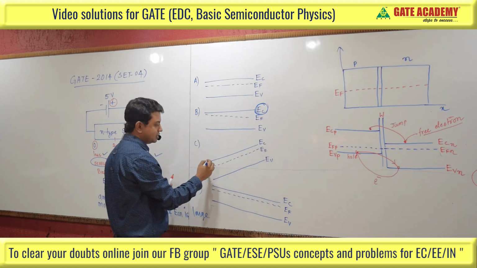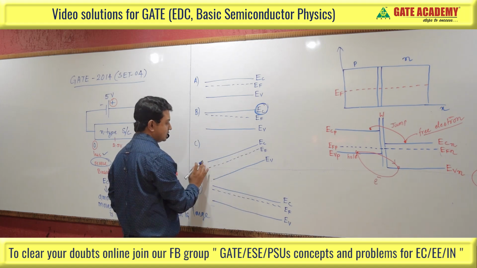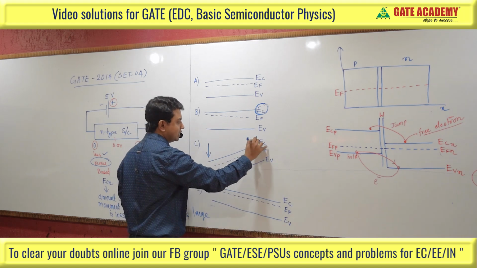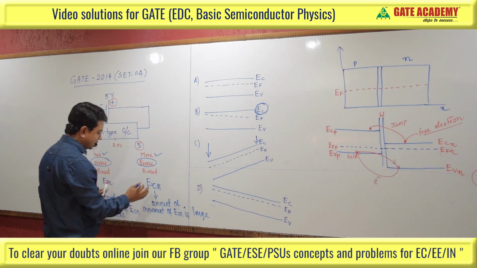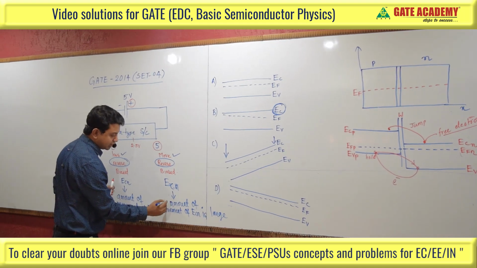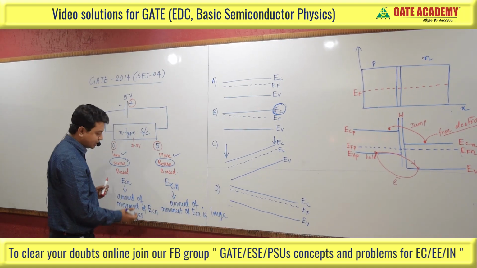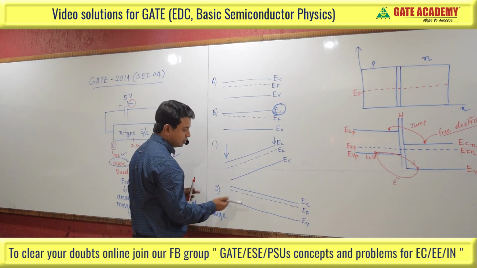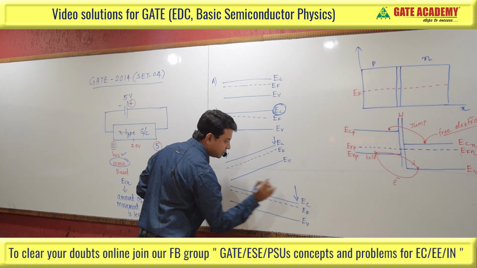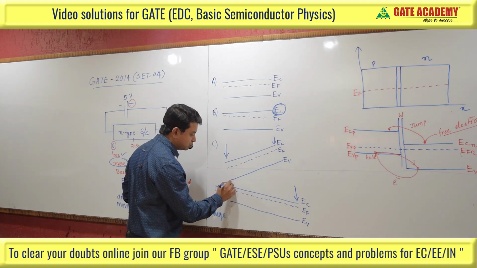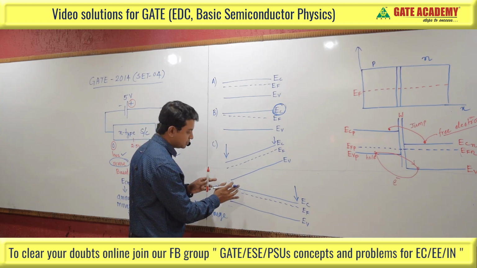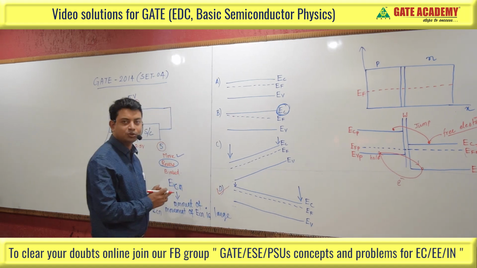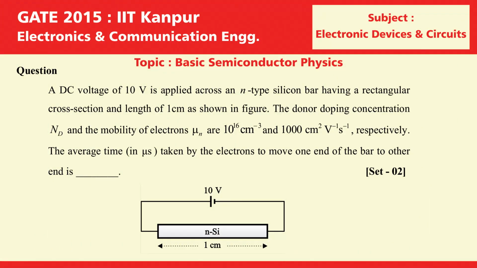In the third option we can see it is moving in this direction, that is on the left side there is more movement of conduction band, and on the right side we can see less movement of conduction band. But in our discussion we came to the conclusion that on the right side the amount of movement should be large, and on the left side the amount of movement should be less. Coming to the fourth option, we can see on the right side the amount of movement of conduction band is large, and on the left side it is less. That means this fourth option, the D option, is the correct option, and this is the correct answer for this question. This is the question from GATE 2015 set 2.